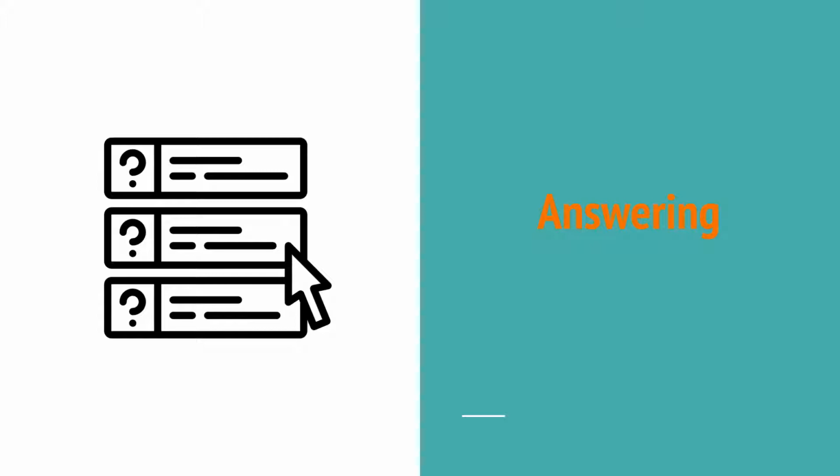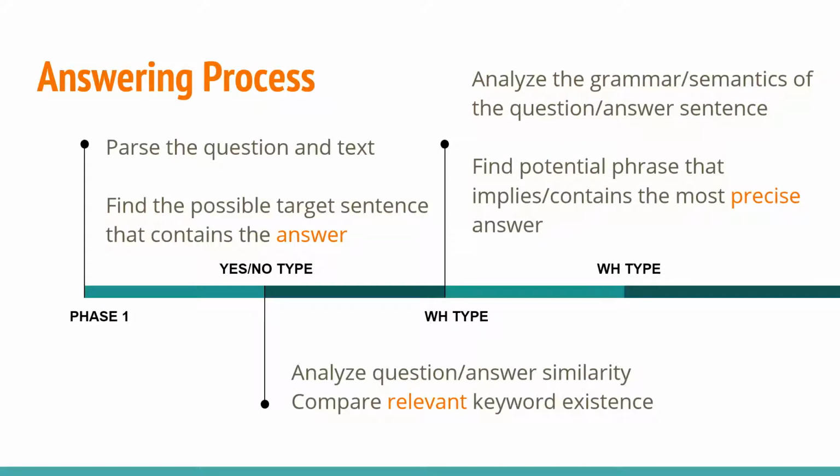Alright, next part is question answering. There are several steps in our answering process. First, we parse the question and text and find one sentence which is most relevant to the question. Then we divide the questions into several categories. Based on their type, we will analyze its grammar and find some potential phrases that give the best answer.